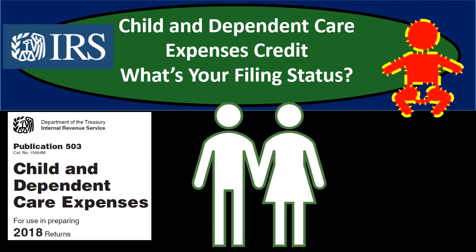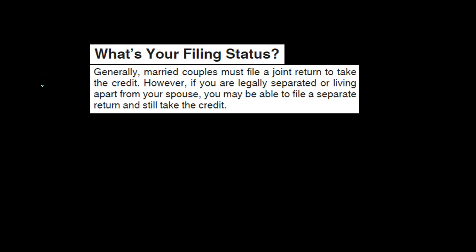In this presentation, we will discuss the topic of filing status with regard to the child and dependent care expenses credit. This information can be found in Publication 503. What's your filing status? Generally, married couples must file a joint return to take the credit. However, if you are legally separated or living apart from your spouse, you may be able to file a separate return and still take the credit.